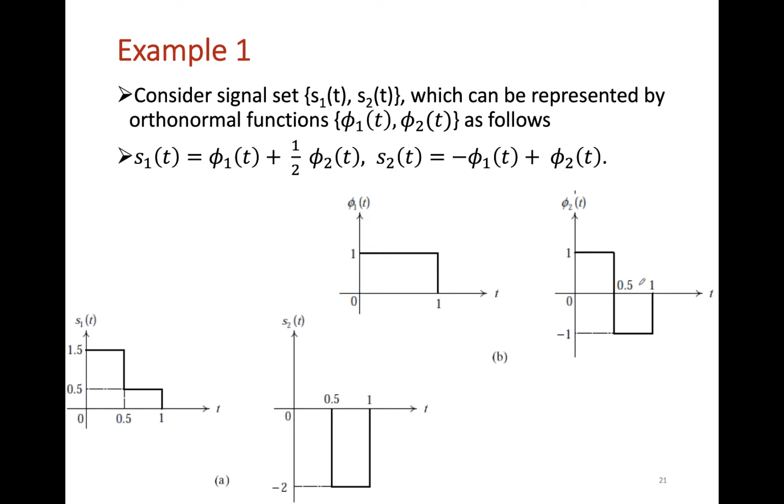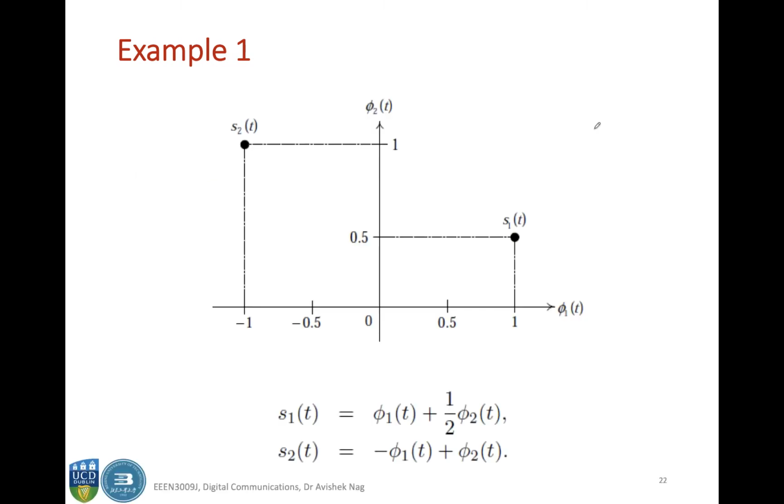So let's do an example. Consider that we have a signal set S1, S2, which can be represented by orthonormal functions phi1, phi2 as follows. Let's say S1(t) is phi1(t) plus half of phi2(t), and S2(t) is minus phi1(t) plus phi2(t). If your phi1(t) and phi2(t) look like this, then your S1(t) and S2(t) will look like this based on these expressions. Now you can represent S1 and S2 on the phi1, phi2 plane like this. Here is your S1 and here is your S2.